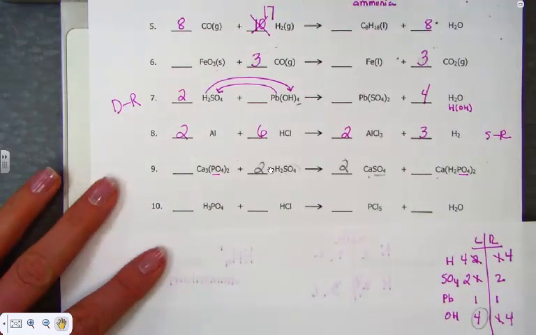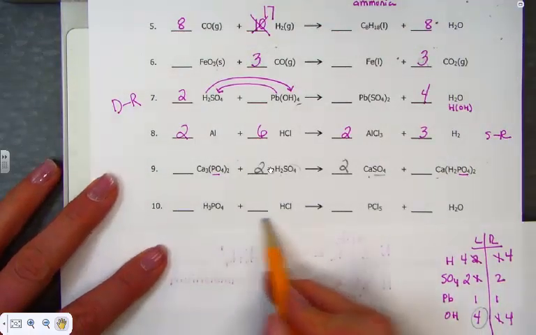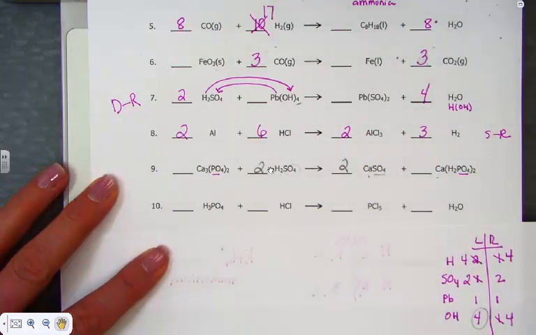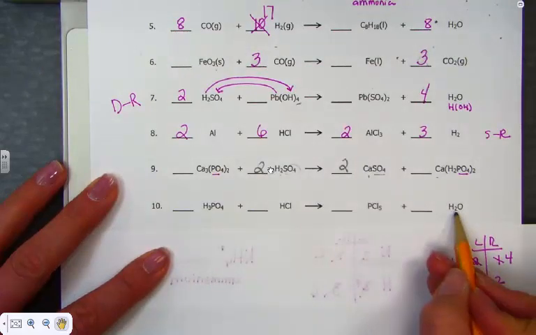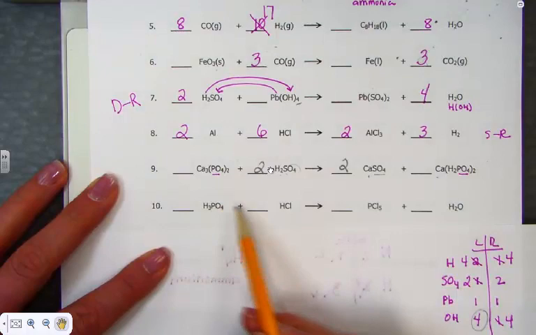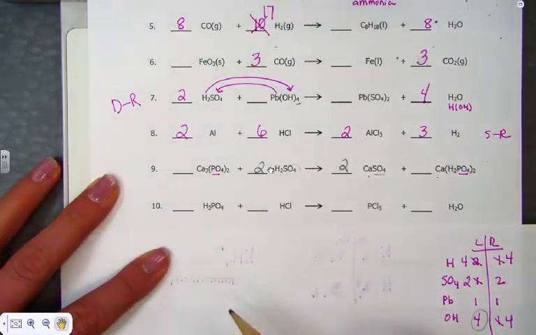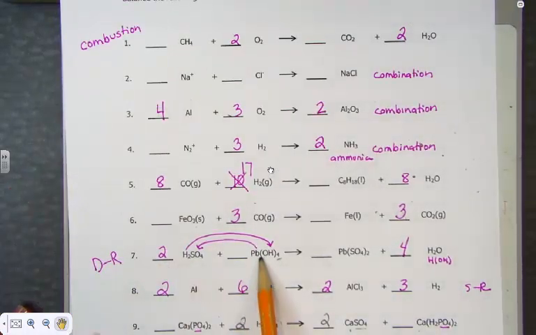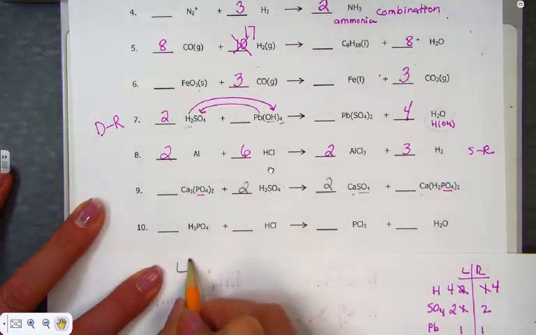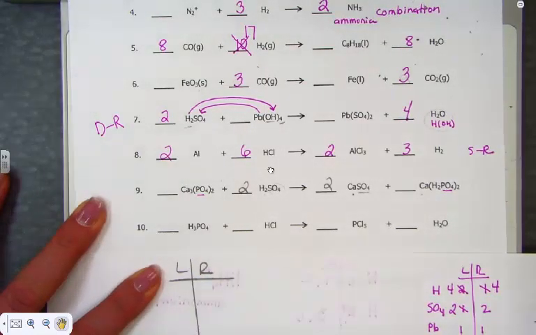Last one, number 10. H3PO4 with HCl makes PCl5 and some water. This one is not advantageous to break apart HOH, and I say that because I don't see OH as a polyatomic over here. I did in number 7. I see H and OH. That's why I knew to separate it. It helps me count. But I'm not seeing that in number 10, so I'm just going to count them as separate elements.